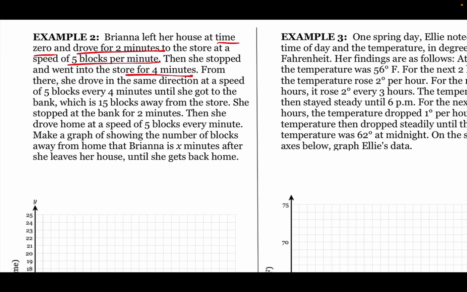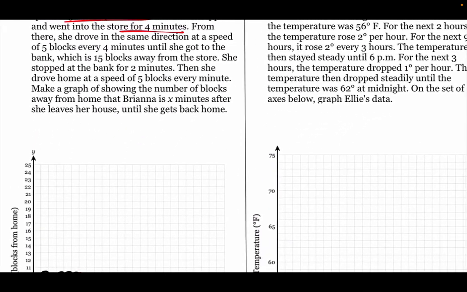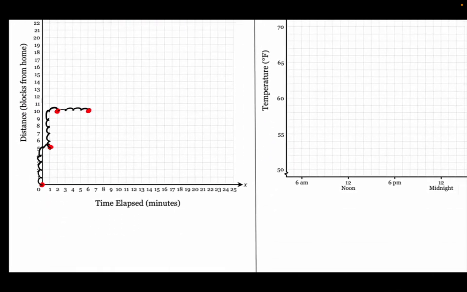Okay, so how far is she going to go? We know 15 blocks away, right? So it says, let's read this next one. From there, she drove in the same direction at a speed of 5 blocks every 4 minutes. Up 5 over 4. How long are we going to do that till? Until she gets 15 blocks away from where she is right now at the store. She's at the store right now.